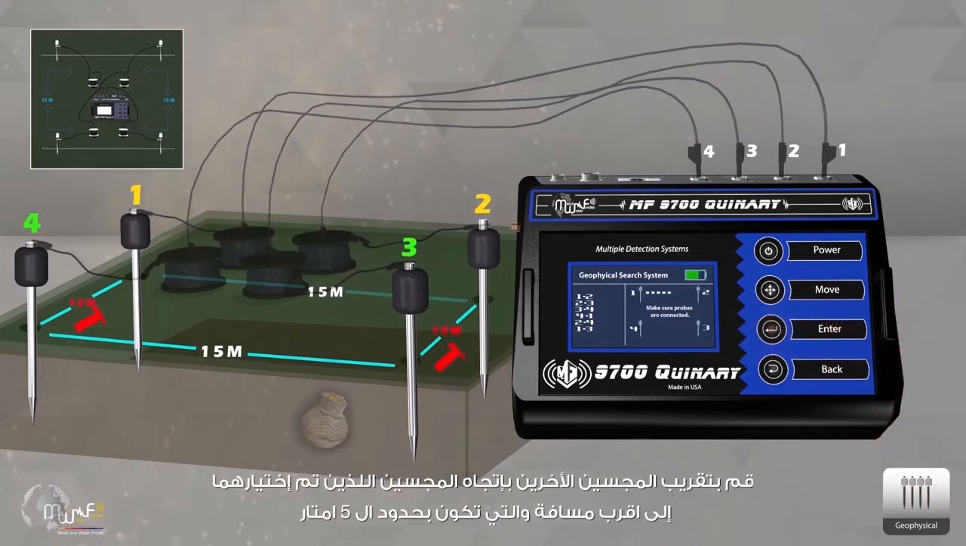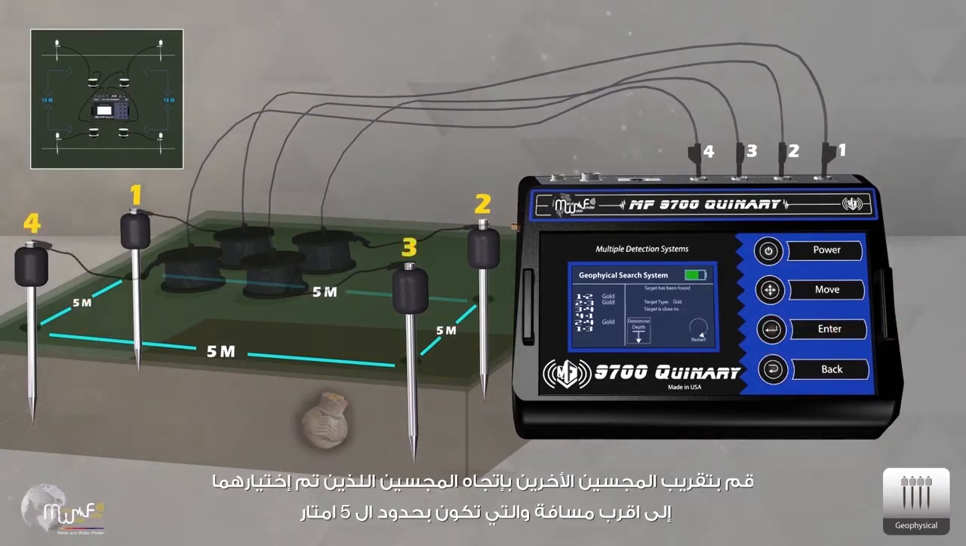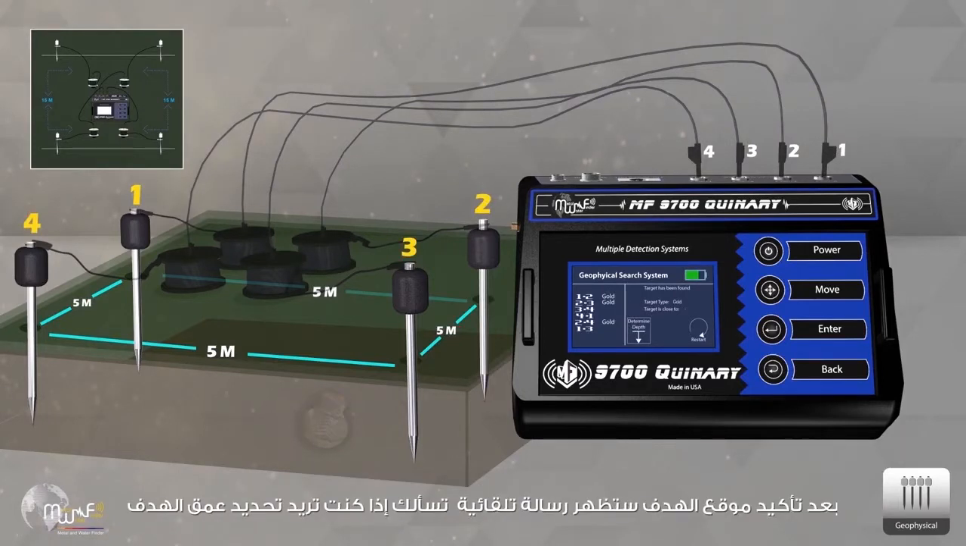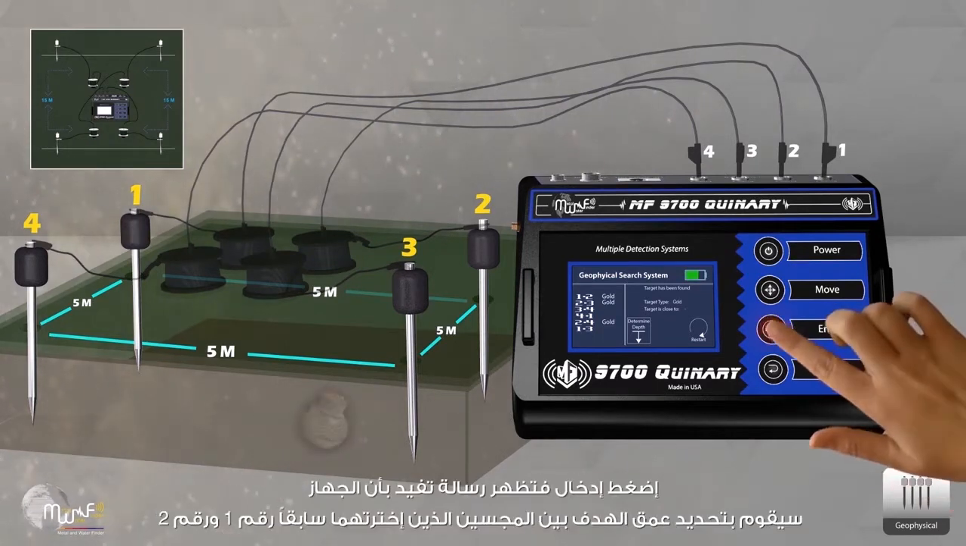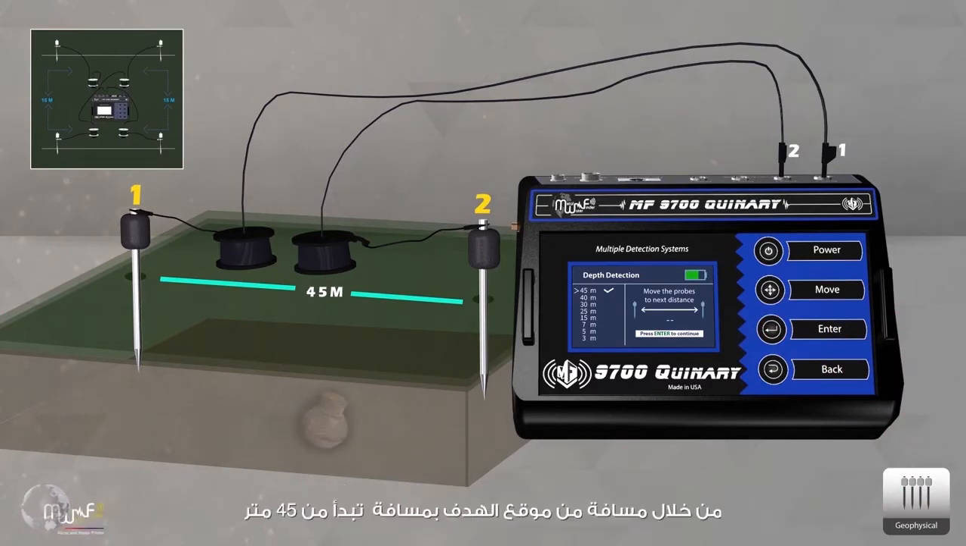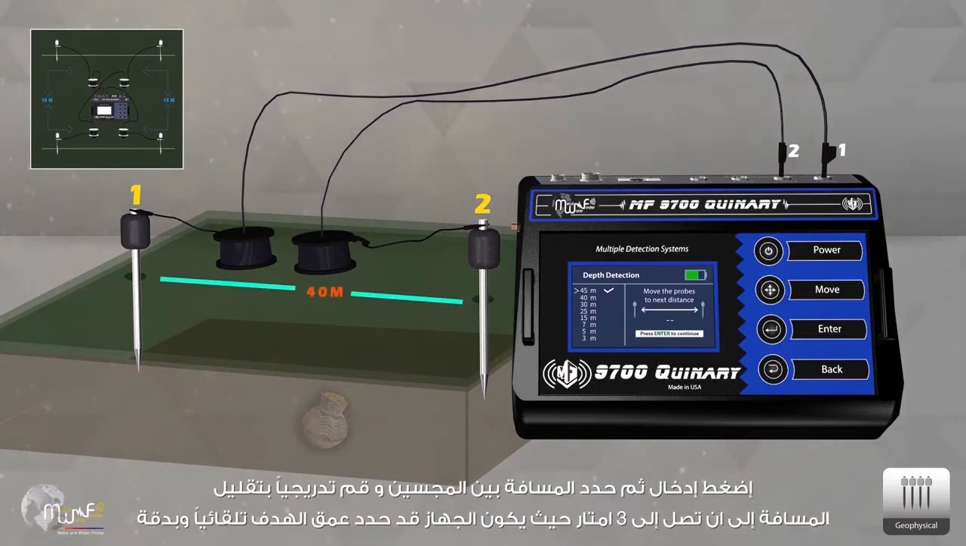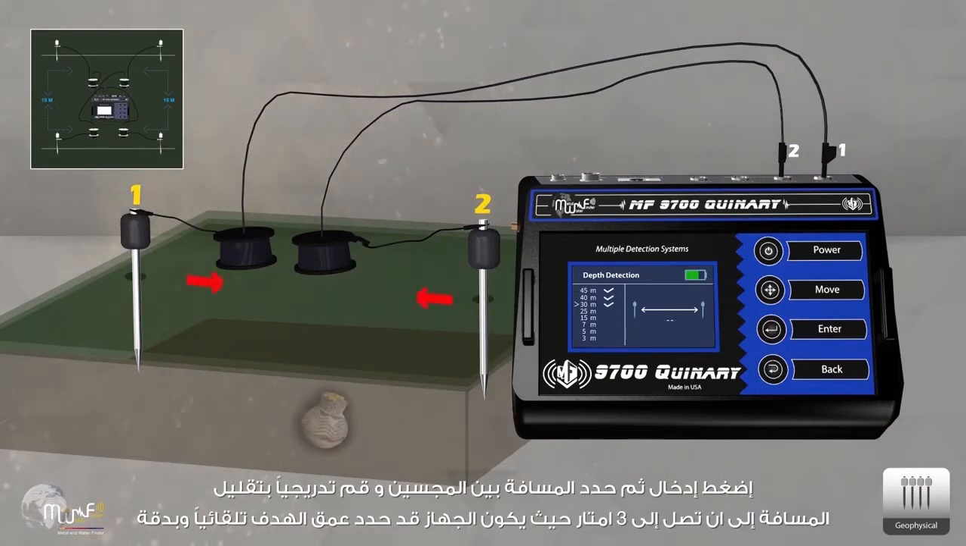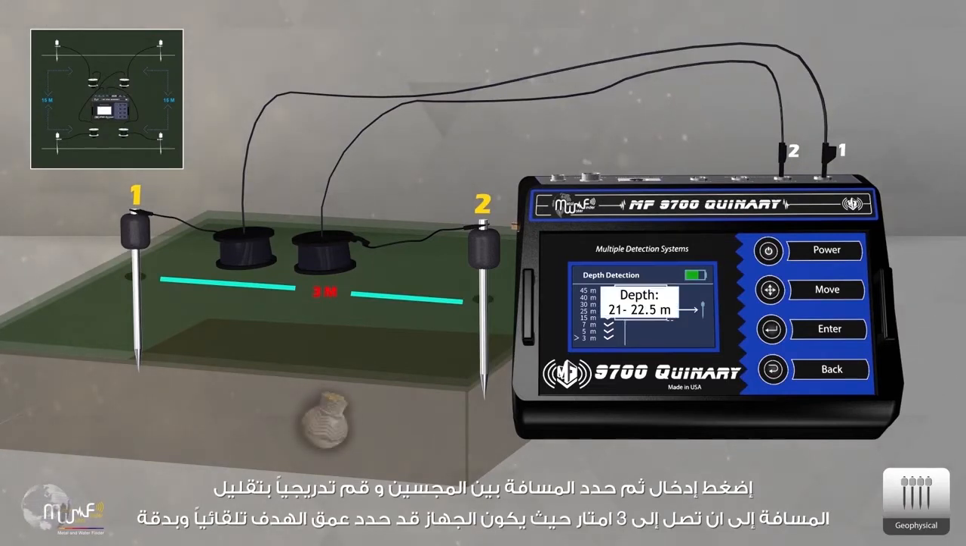Reduce the distance between the probes toward those probes that you have chosen, to the nearest distance, which is within 5 meters. After confining the target location, an automatic message will appear asking if you want to specify the target depth. Press Enter and a message appears stating that the device will determine the depth of the target by using the two probes, number 1 and number 2, at a distance from the target's location starting at 45 meters. Press Enter and then determine the distance between the two probes, and do so gradually by reducing the distance to 3 meters, and then the device shows the depth automatically and accurately.